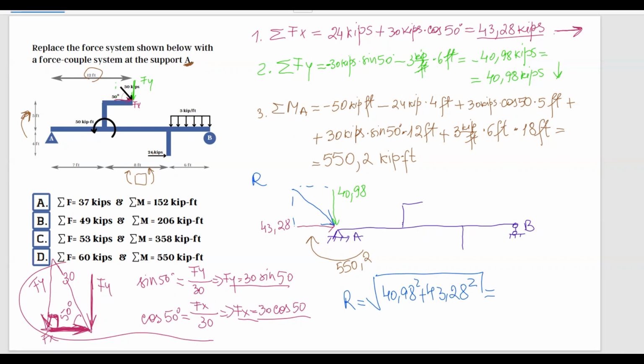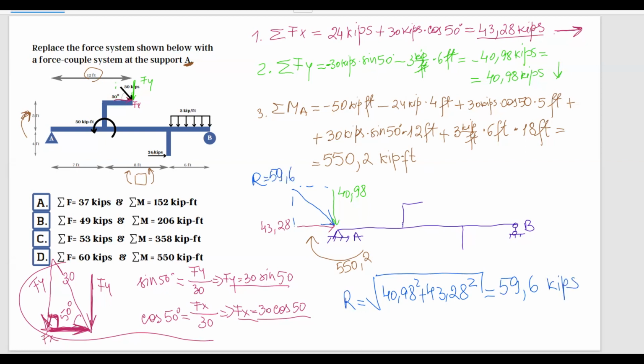So I'll have 40.98 squared plus 43.28 squared, and then the square root of that. I get that the resultant force is equal to 59.6 kips. So there you go.